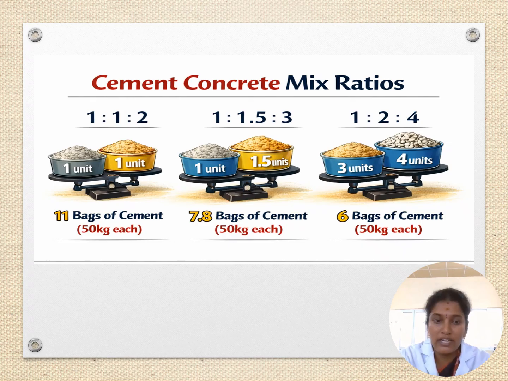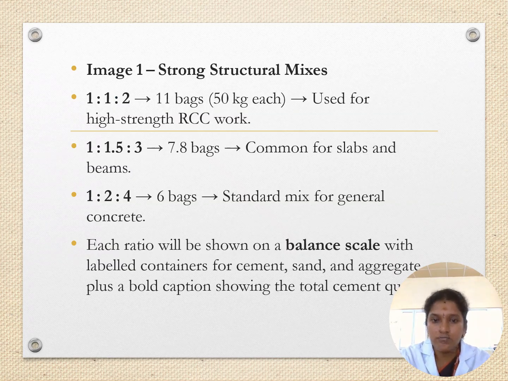So here I am explaining with the image content, right? So what is the purpose? If you are choosing this quantity, what is the use for this 1:1:2? It is used for high strength RCC work, and this is used for the slabs and beams. 1:1.5:3 is mainly used for construction of slabs and beams, and this is for standard mix. 1:2:4 is for standard mix ratio. Generally we use it.